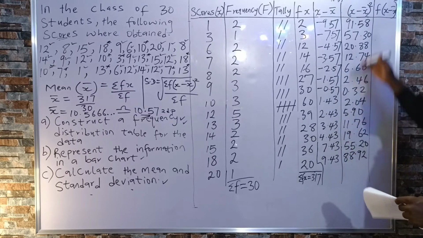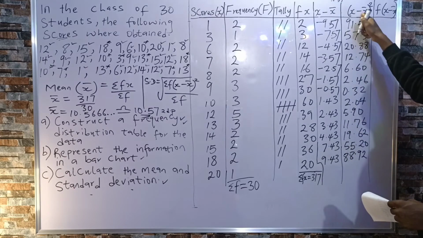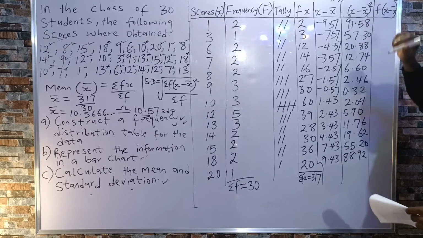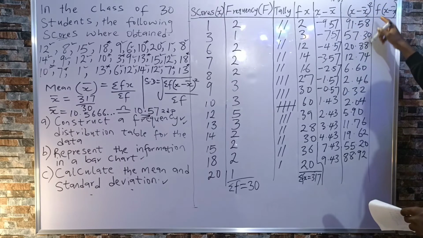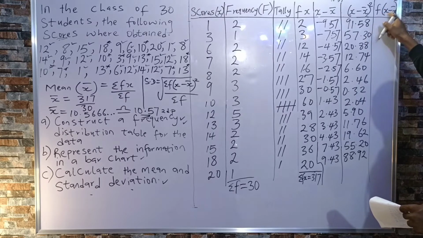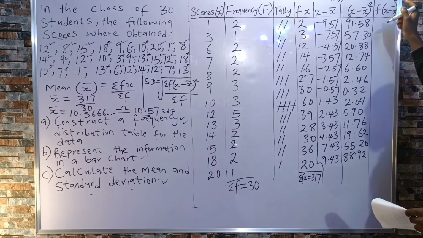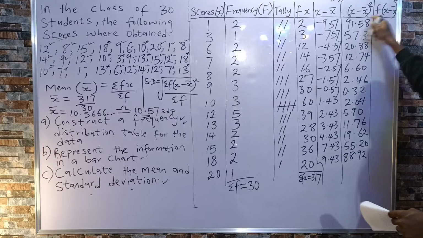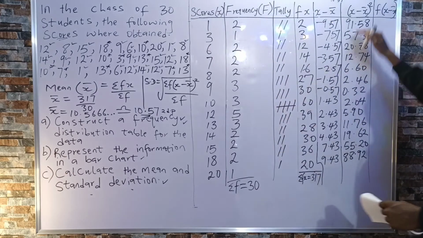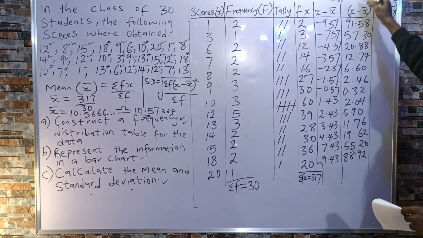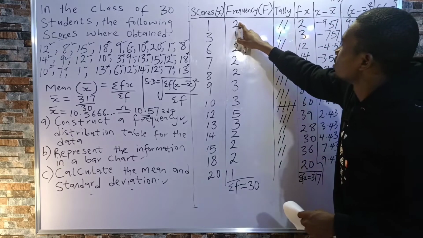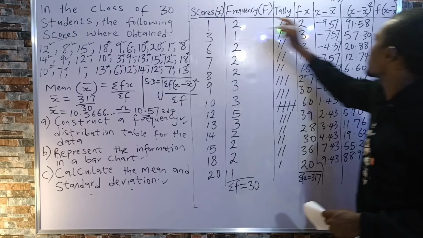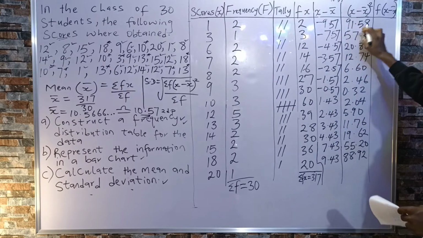So we are through with imputing the values for (x minus x-bar) all squared. So the next column, which is the last column, is for f(x minus x-bar) all squared. That is the product of the frequency and all the values we have in this given column. So the first frequency we have here is 2. So I will then say 2 multiplied by 91.58.